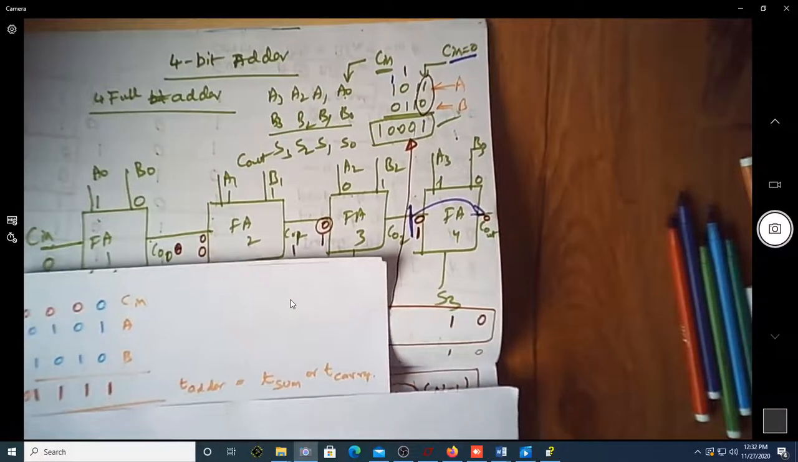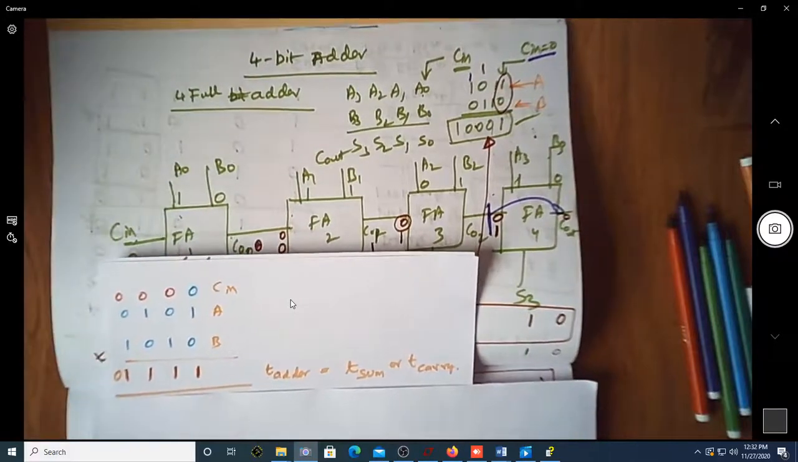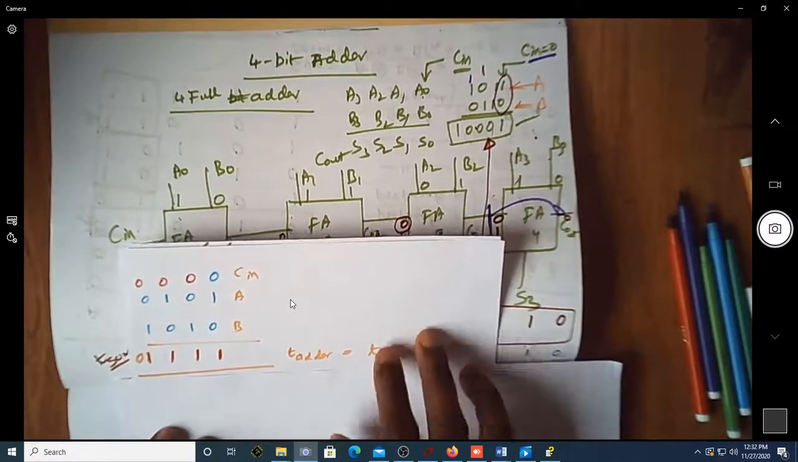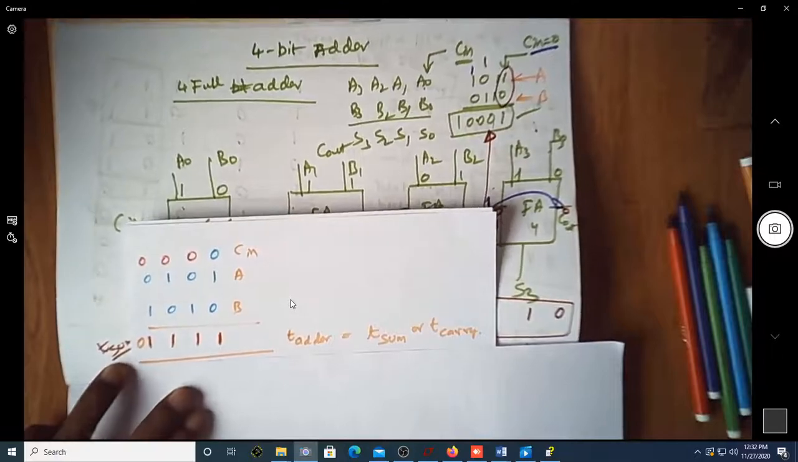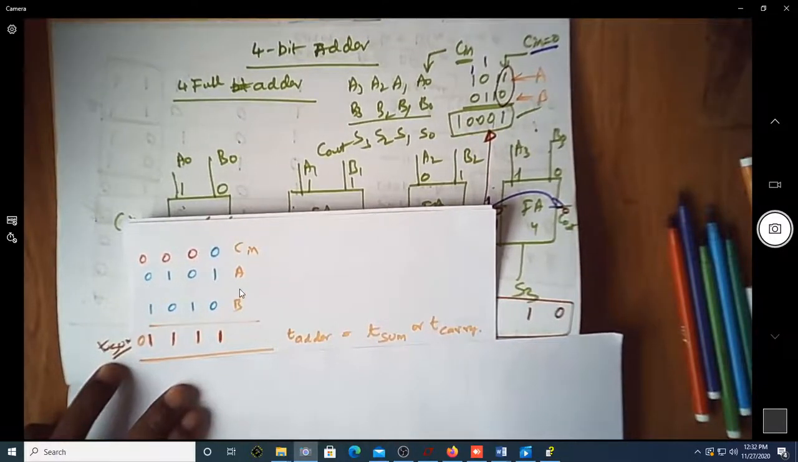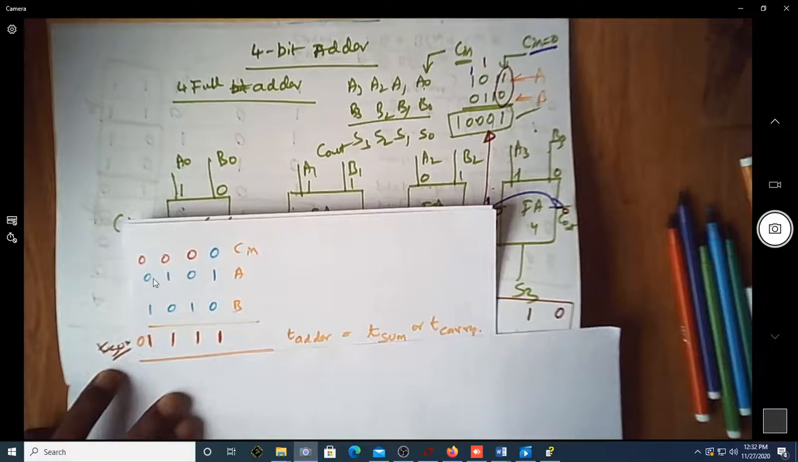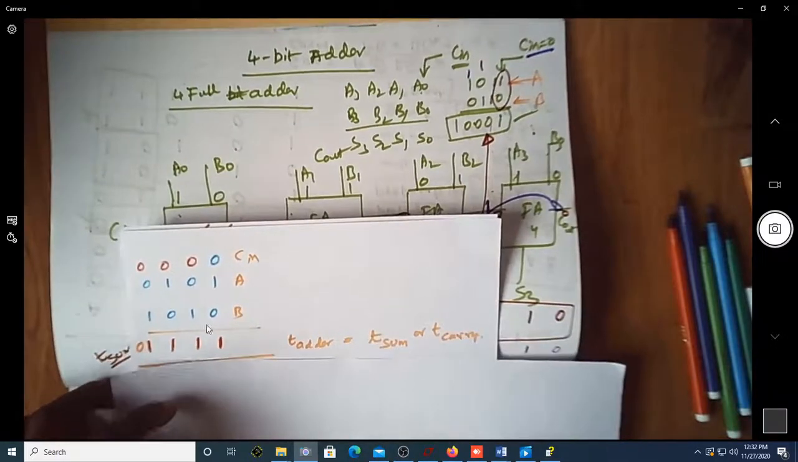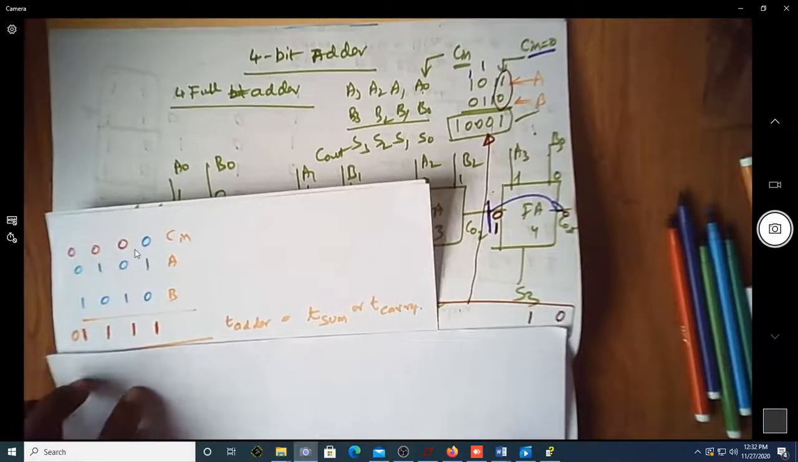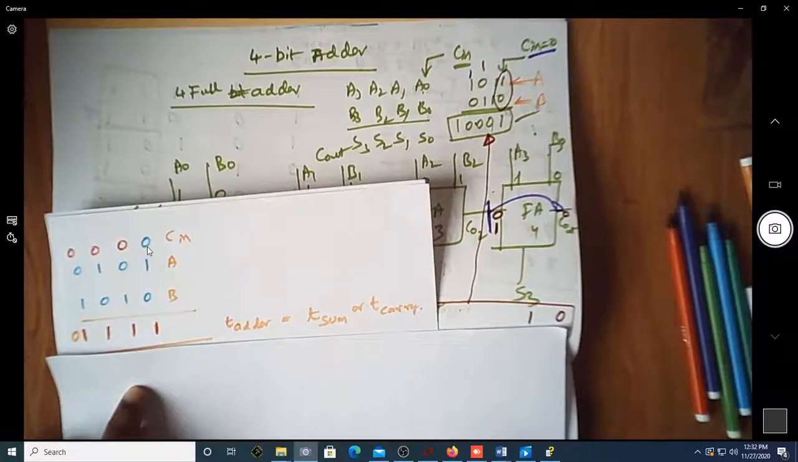So let us find out what is the best possible time a 4-bit adder will take. Let us consider the inputs A and B as 0 1 0 1 and 1 0 1 0. If you assume Cin to be 0, these are the initial values of Cin that we are assuming for all the full adders. So this is the actual input that is coming in here.